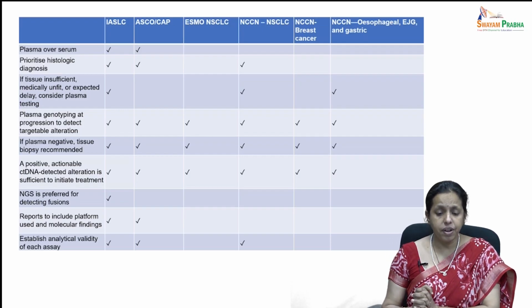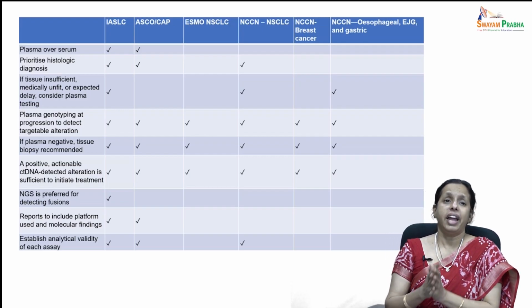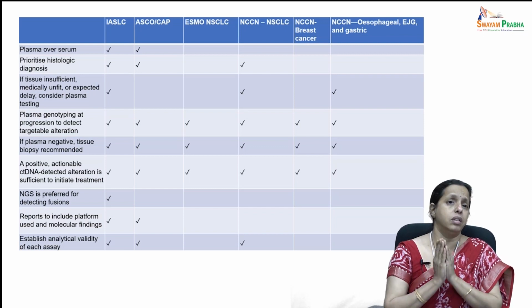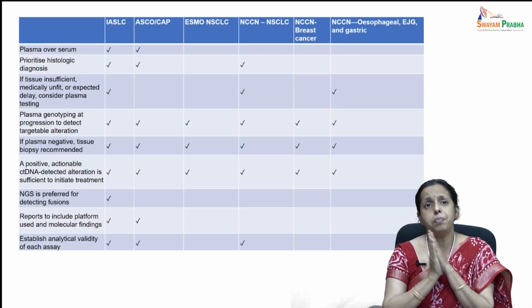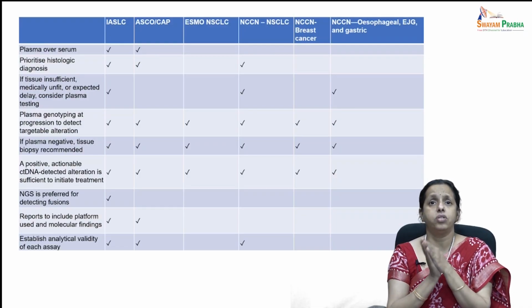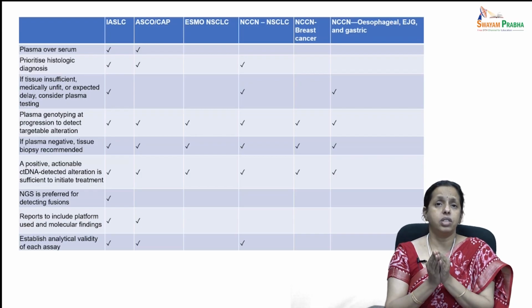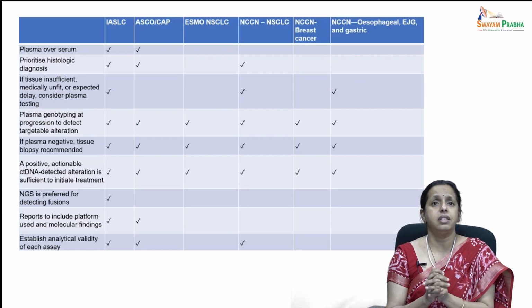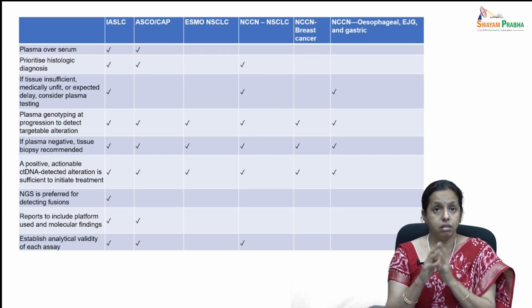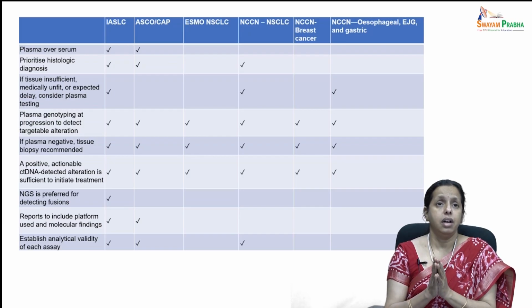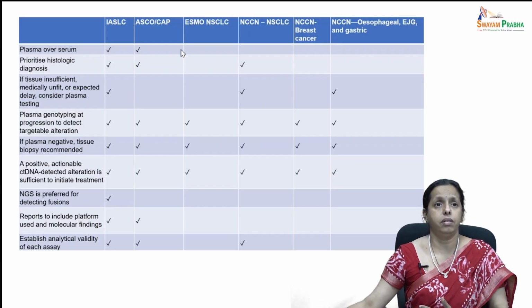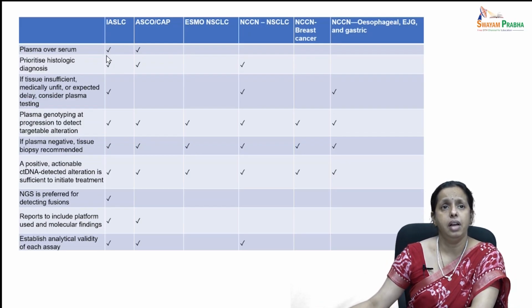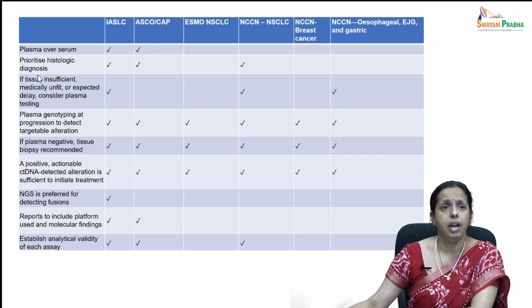Now, very important, these are all the different organizations. Only after their approvals, suppose I come up with a different biomarker, I just cannot directly use it on the patient. I have to get approval of the different pathological associations, different oncology associations, like NCCN for your breast cancers, and so on, so they have different sets of guidelines. For example, for plasma over serum, it is approved by the IASLC as well as ASCO.